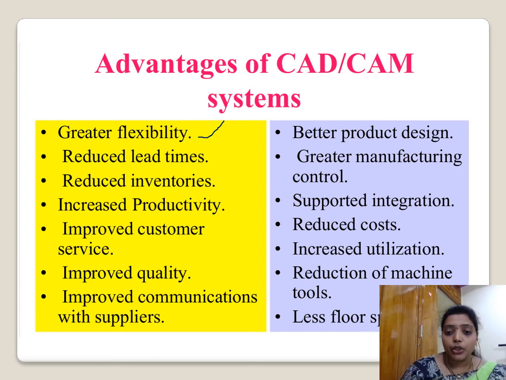Reduction of machine tools. If manpower is involved, he wants so many objects, tools, etc. to manufacture that object. Here, by using the CNC machines or any machines, we are reducing the use of the tools. Less floor specialization. Less floor usage means here we are investing the whole production into a small place only, and we can manufacture a number of objects.